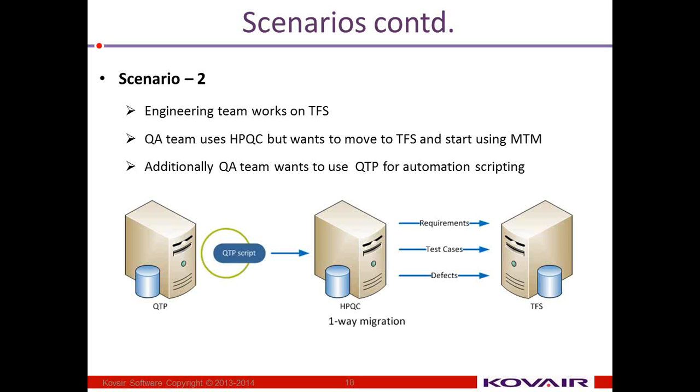Now, additionally, the QA team, even after moving on to MTM, wants to use QTP for automation scripting. So this would be a one-way migration, as well as QTP scripts are to be executed from within the MTM environment. So how do we address this scenario as well?